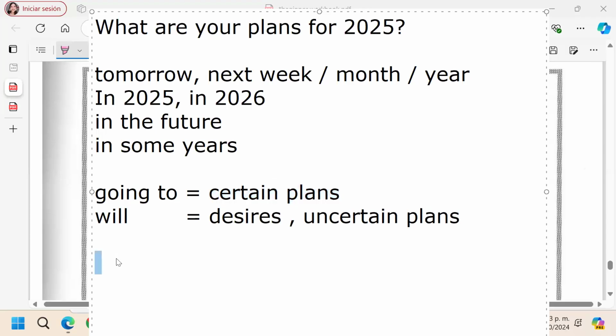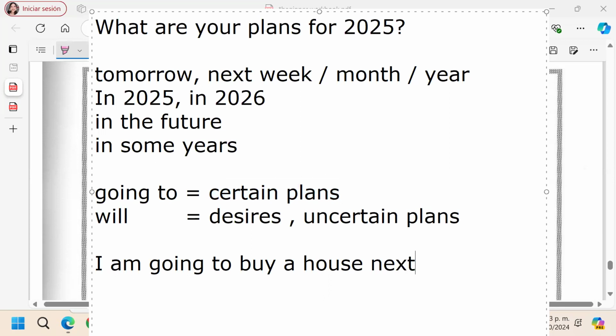Por ejemplo, I'm going to buy a house next week. Voy a comprar una casa. Ya la tengo vista, ya tengo el dinero, ya está todo casi listo, falta firmarla. I'm going to buy a house. Es un certain plan, es seguro.